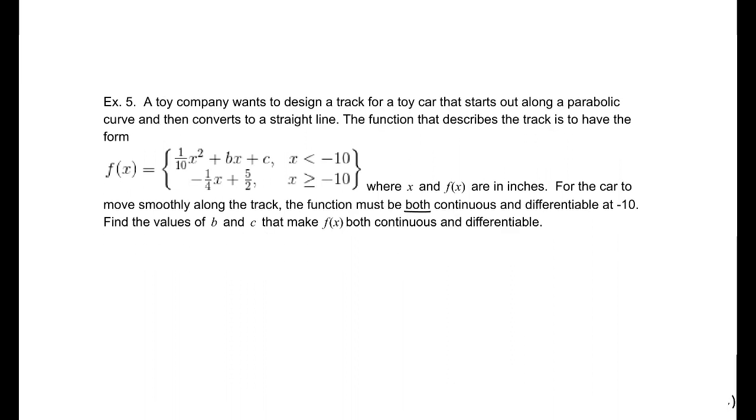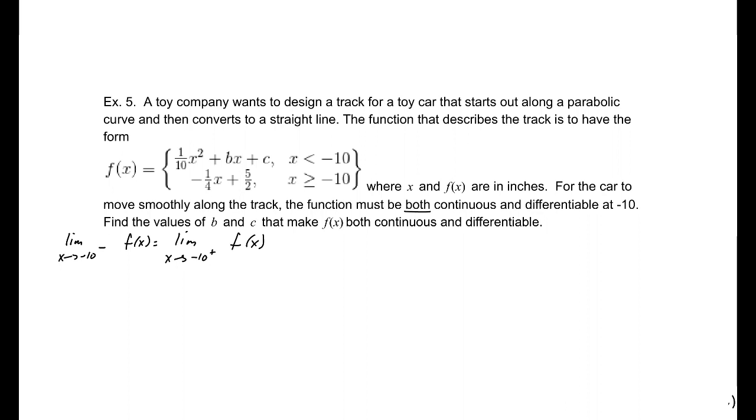All right, so let's begin by exploring what it means to be continuous. To be continuous means the limit from the left, so the limit as x approaches -10 from the left of f of x must equal the limit as x approaches -10 from the right of f of x. And the idea is that it's going to be equal to the function value. Now, because this is a piecewise function, we know that f exists at -10.